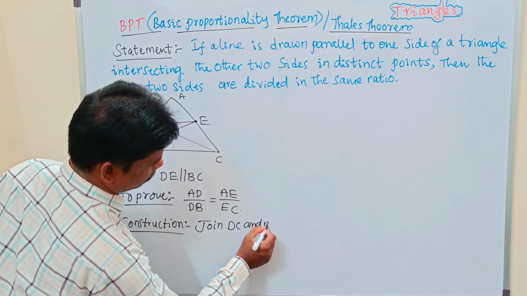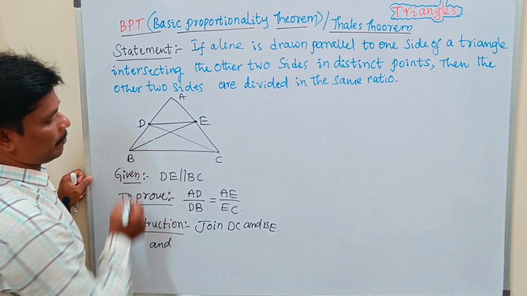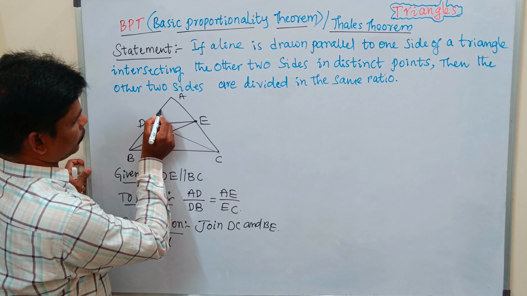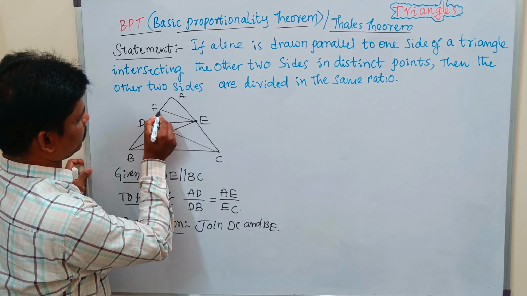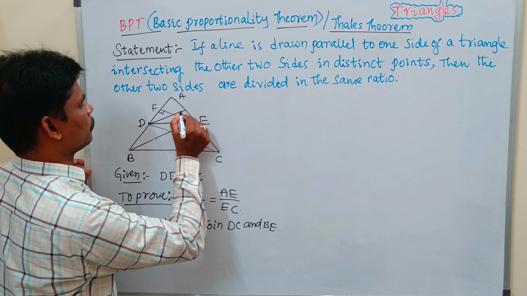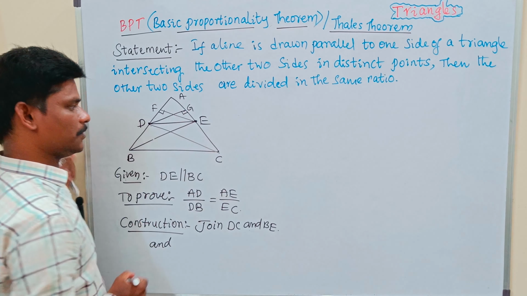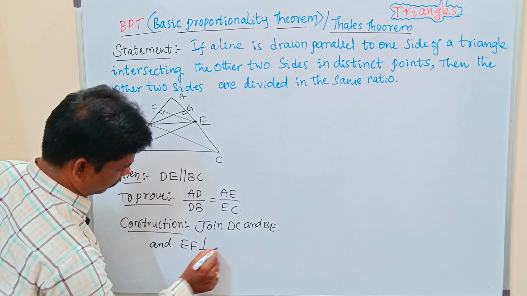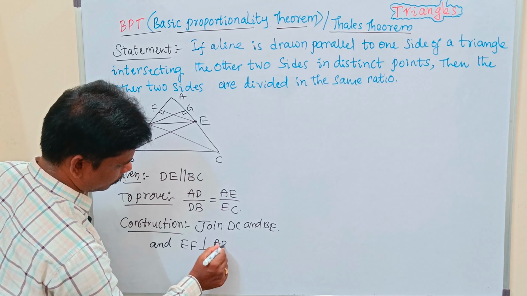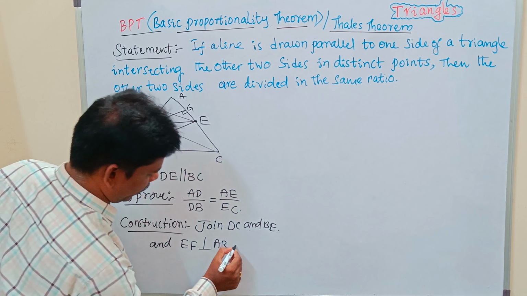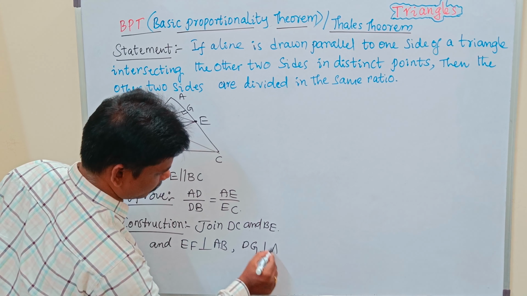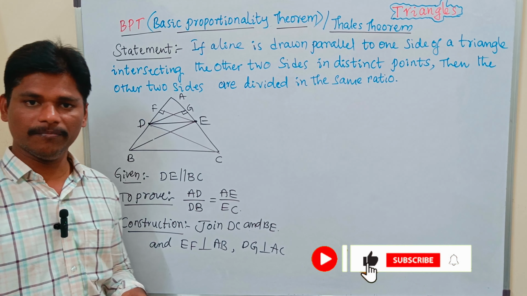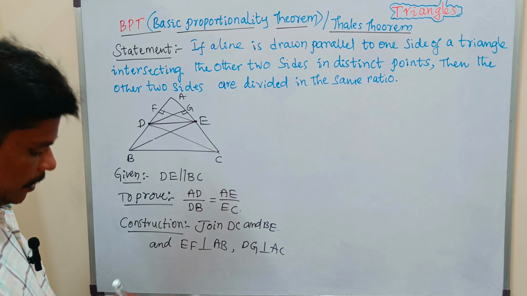And the perpendicular lines: EF is perpendicular to AB or AD, and DG is perpendicular to AC. So you have to show the proof.